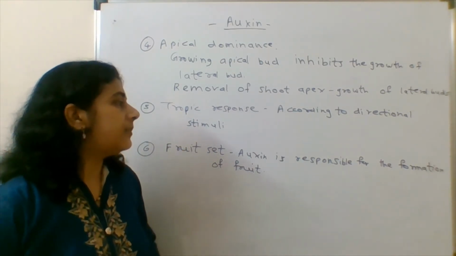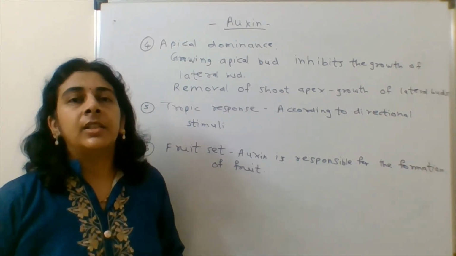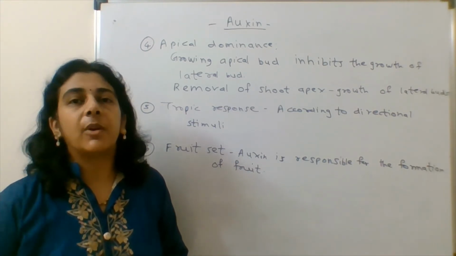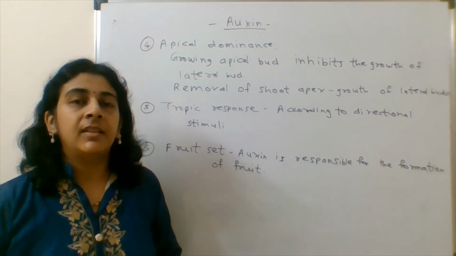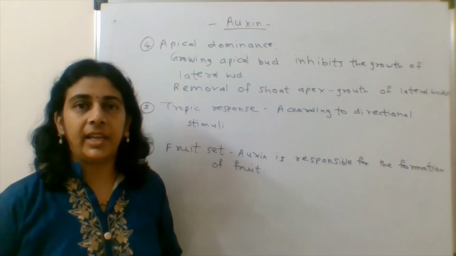Then in another function, auxin is responsible for the formation of fruit. For the formation of fruit also, auxin is to be there, and there is a proper fruit formation can be observed when auxin is secreted after the fertilization or pollination.